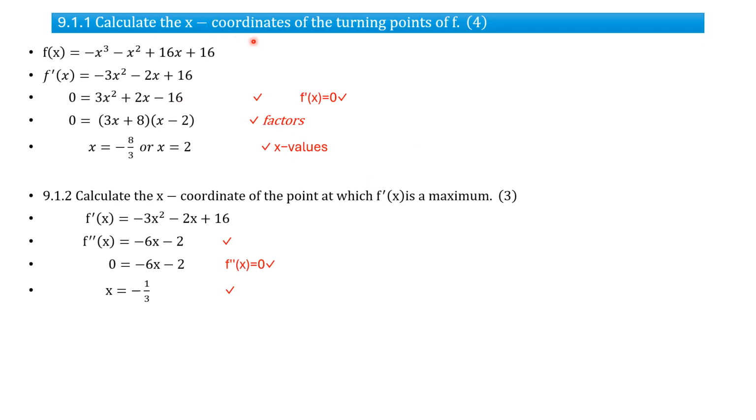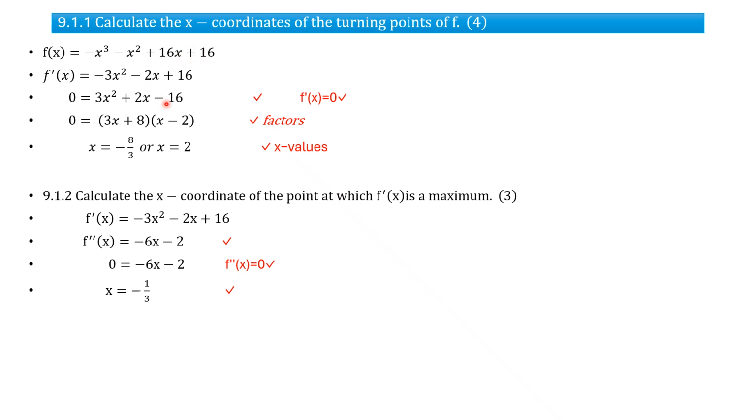Calculate the x-coordinate of the turning point of f. So turning point means I have to find the first derivative. So f of x equals minus x cubed minus x squared plus 16x plus 16. That is my normal equation. Find the first derivative. f prime x: 3 times minus 1 gives me minus 3. 3 minus 1 gives me 2. 2 times minus 1 gives me negative 2. 2 minus 1 gives me 1. 1 times 16 gives me 16. x to the power 1 minus 1 becomes 0. The constant falls away.